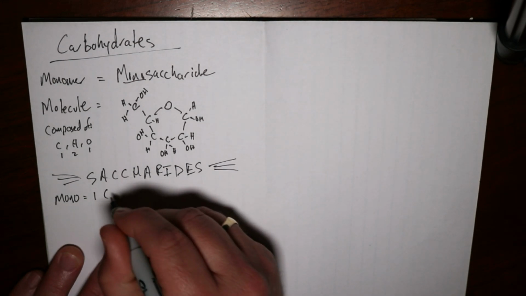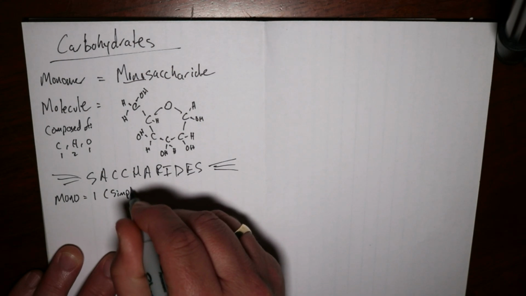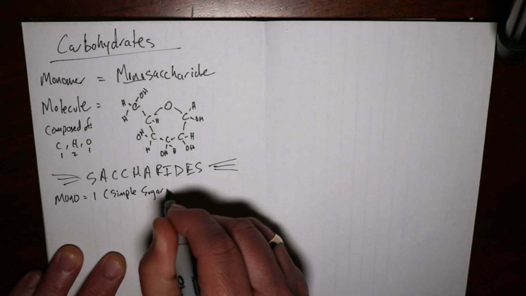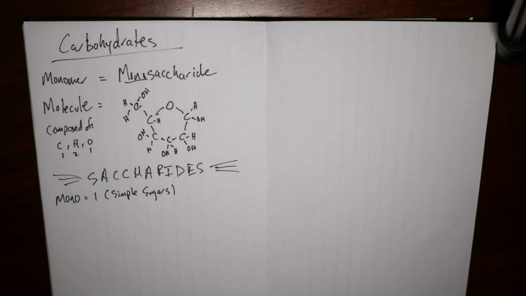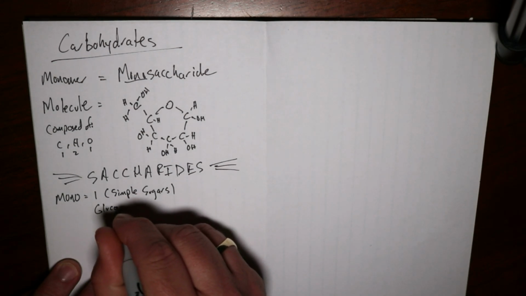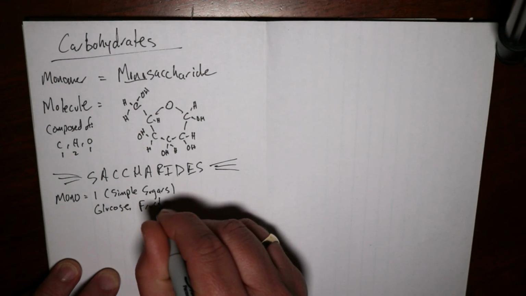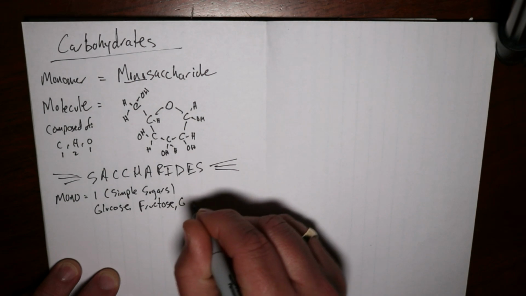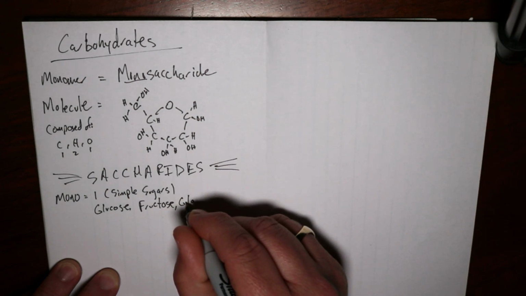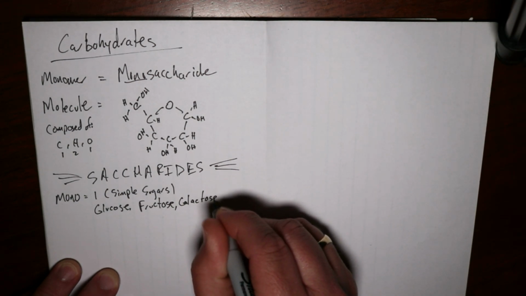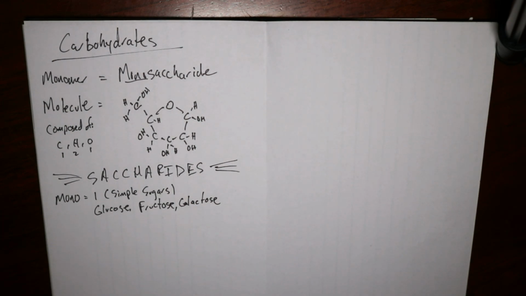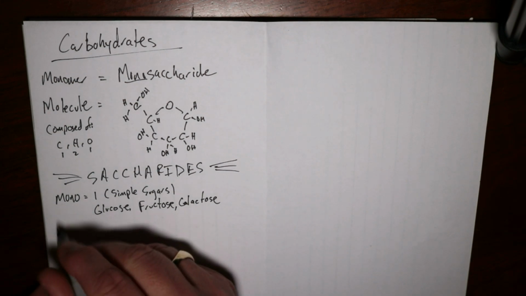And so monosaccharides are our simple sugars. All right, there are simple sugars. And there's 3 examples we're going to write down. We're going to write down glucose, fructose, and galactose. There's an A there. And galactose. There's our monosaccharides. The next one we're going to write down are our disaccharides.